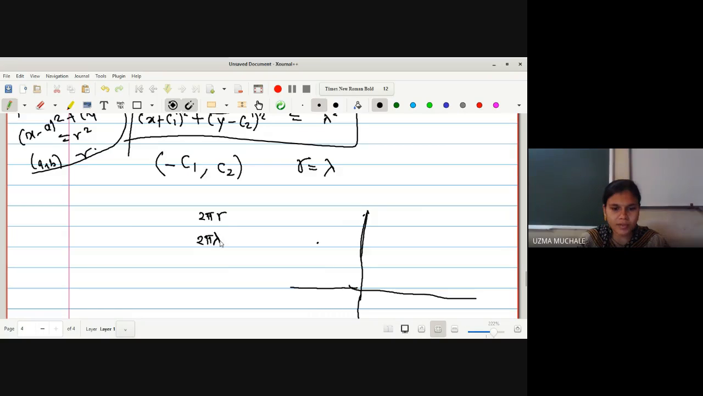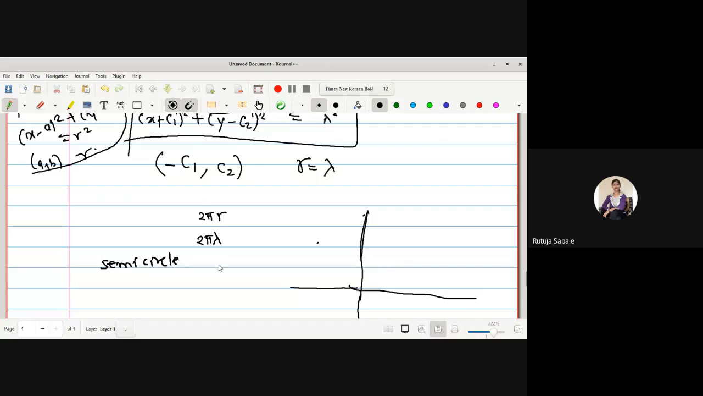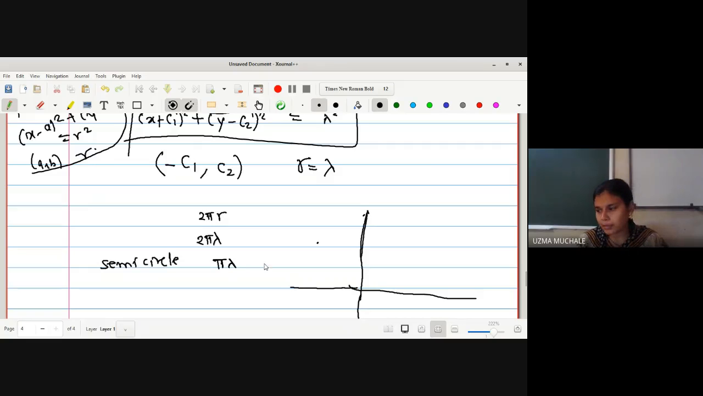Now if it is the circumference of a whole circle, what will be the circumference of the semicircle? It will be simply pi lambda. But what is given to us? Whatever curve we are getting on the upper half plane has a length L. So what will be the circumference of this semicircle? It should be exactly equal to L.